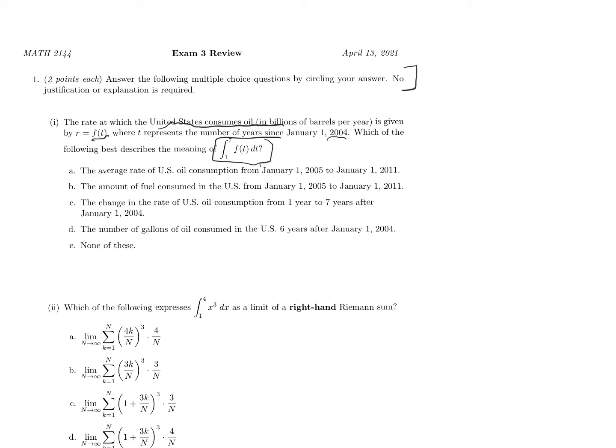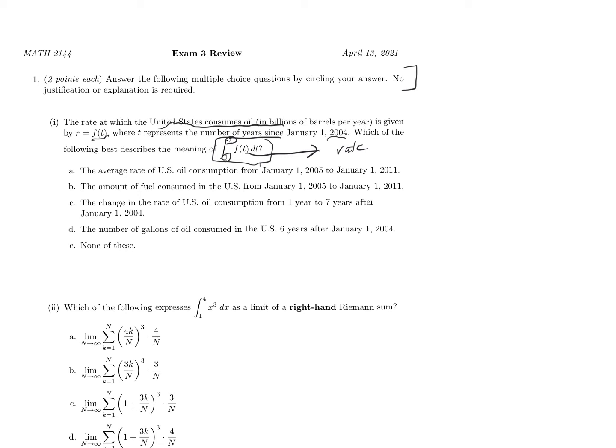Well, it should immediately trigger in your head, since f of t is a rate, the integral of a rate will be like total consumption, right? So when does that consumption begin? That'll be in the year t equals 1, that's 2005, and it ends in 2011. I just took 7 plus 2004 there.